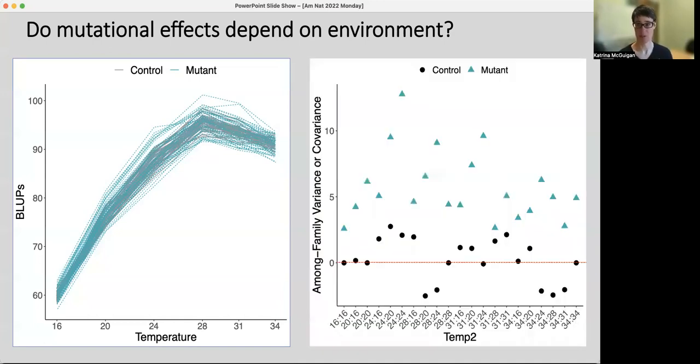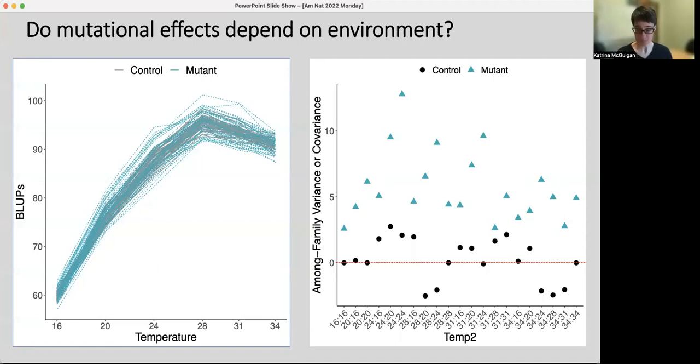And I'm not going to show you the matrix, but what I'm showing you is the parameters on this plot. And so remember, in black here is the controls. We have no evidence that there's any genetic variance in the controls. For the mutant population, all of the mutational variances and all of the mutational covariances are positive. So families that tend to swim fast at one temperature will also tend to swim fast at another temperature. Families that swim slow at one temperature will tend to swim more slowly at a different temperature as well.